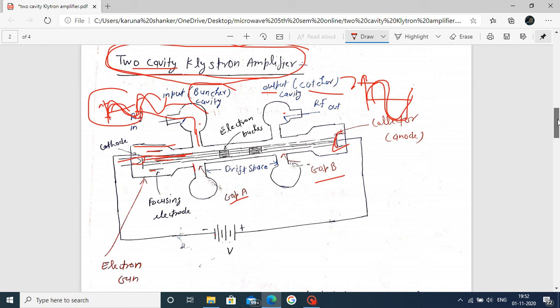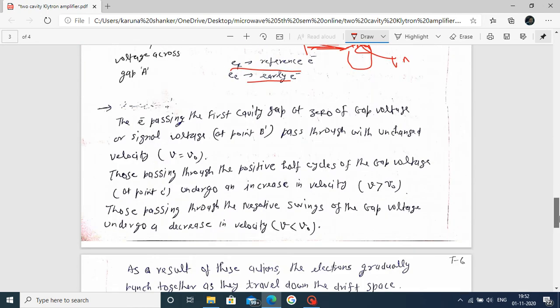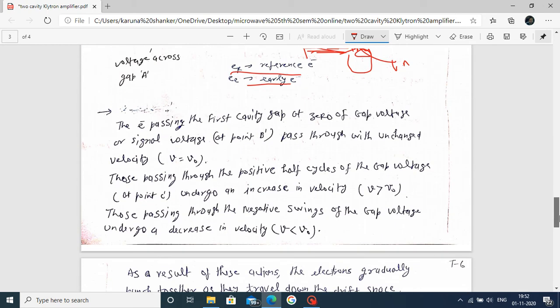These are the operations. Now this electron is terminated at your collector. These are the operations of your two cavity klystron. Now focus on a few points. This is what is written, whatever I explain here. This means V is equal to V naught when the gap voltage is 0.